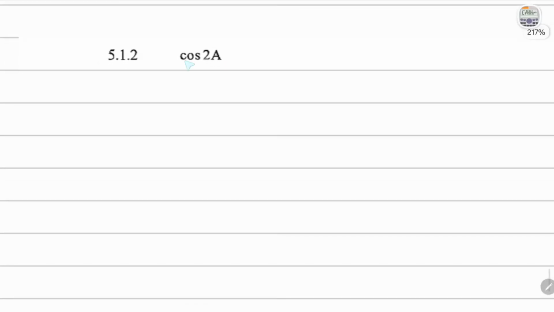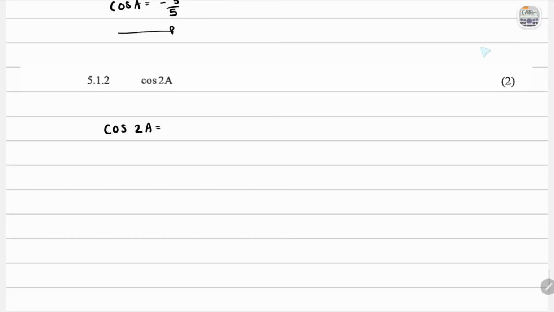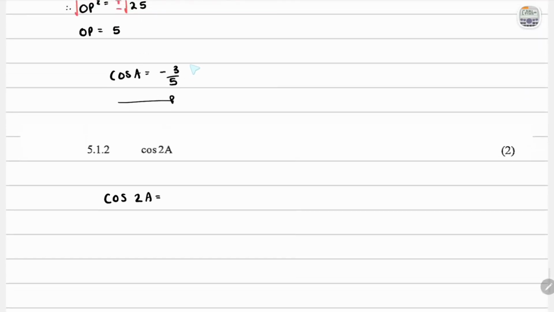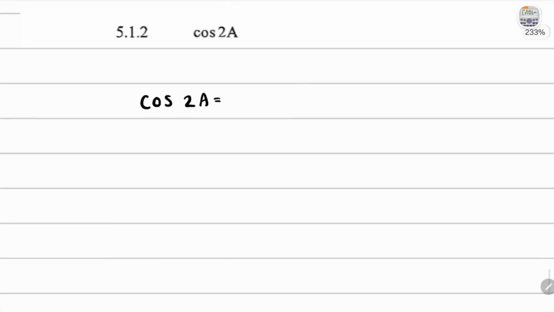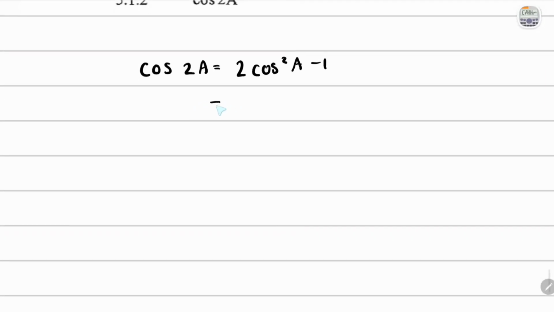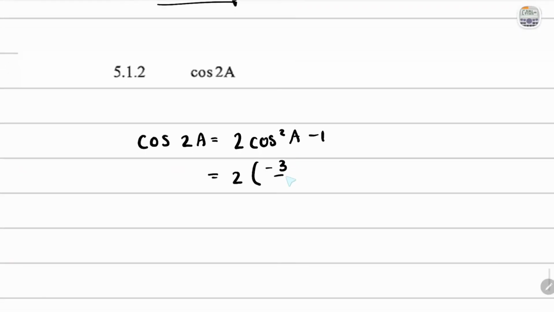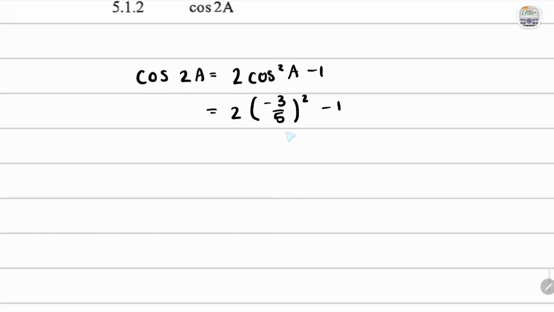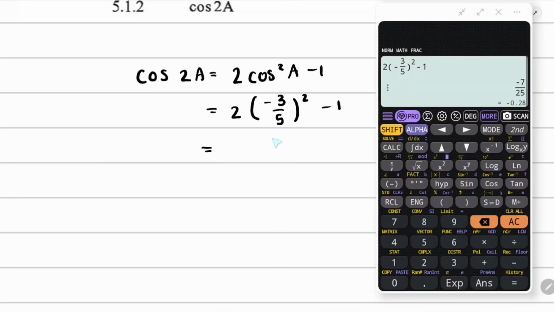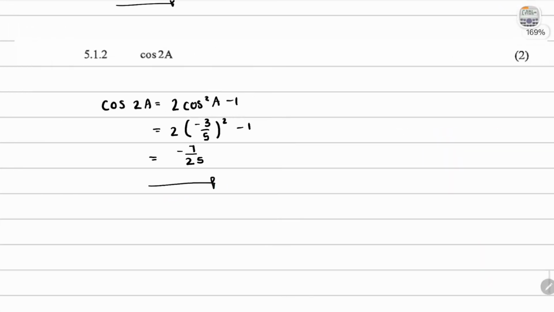Question 5.1.2 says we have to find the value of cos 2A. So cos 2A, we need some sort of double angle expansion for this. Now choose one that would be simpler. Do you see that you have cos A already? So just choose one with cos A so you don't have to find any extra thing. So we'll say cos 2A is equal to, and we can change it to 2cos squared A minus 1. Okay, so cos 2A equals 2, and then we are inputting cos A, which is -3 over 5, (-3 over 5) all squared minus 1. Okay, and let's just find the value of that. And that is equal to -7 over 25. And that is the answer for 5.1.2.